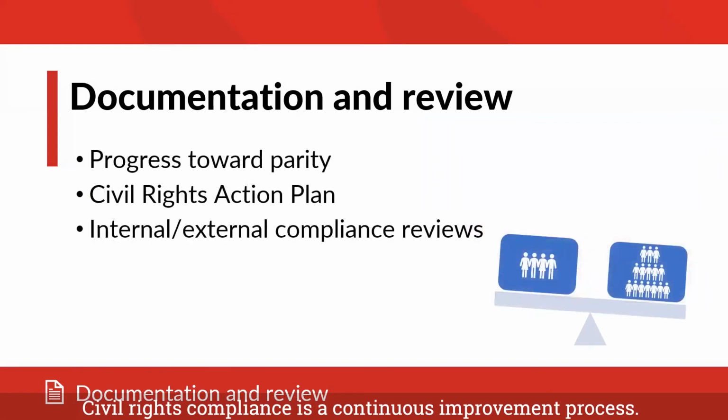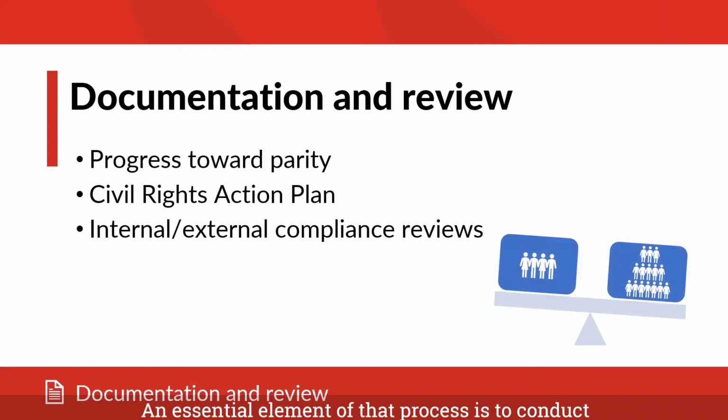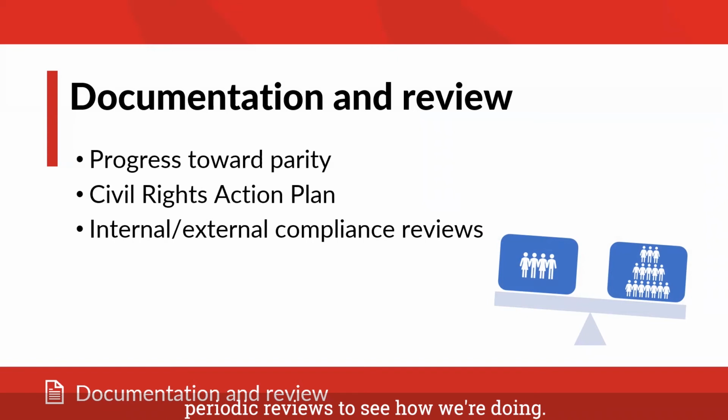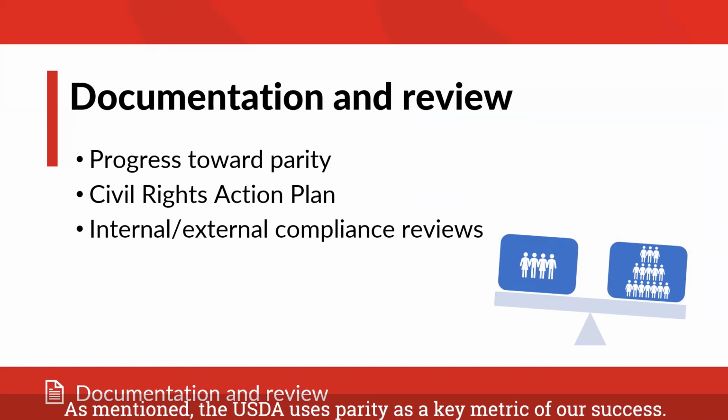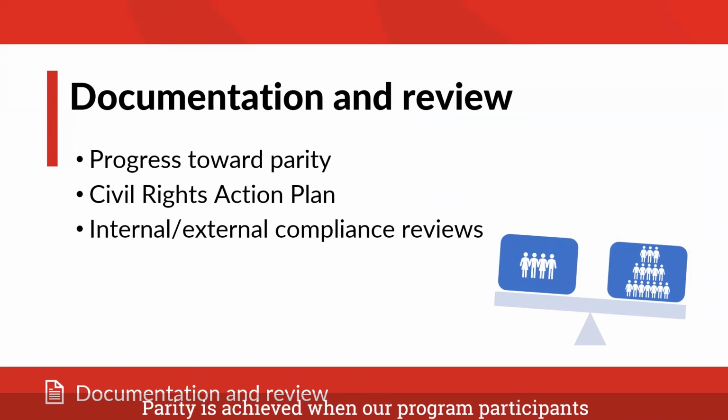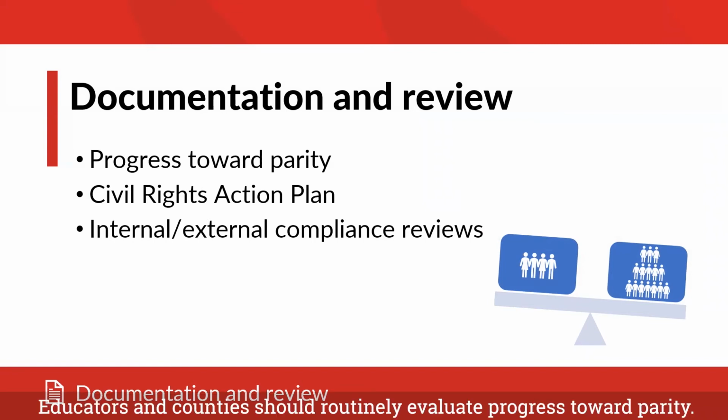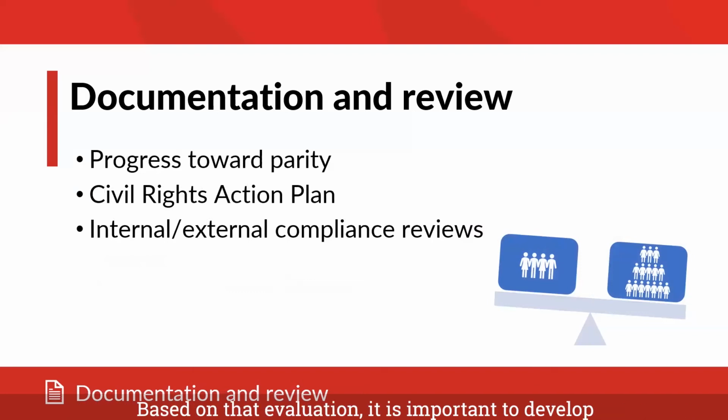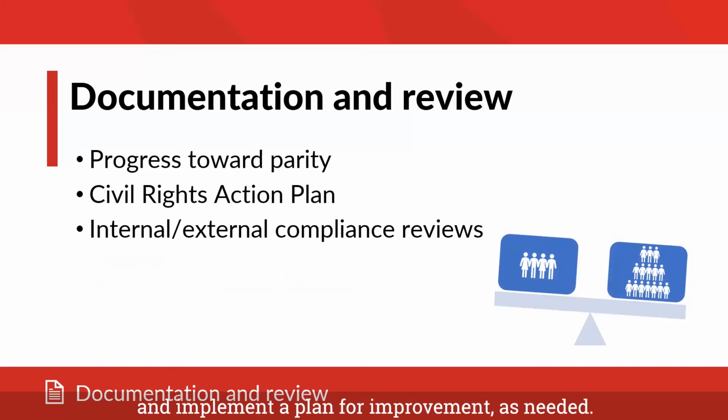Civil rights compliance is a continuous improvement process. An essential element of that process is to conduct periodic reviews to see how we're doing. As mentioned, the USDA uses parity as a key metric of our success. Parity is achieved when our program participants reflect the diversity of our target communities. Educators and counties should routinely evaluate progress towards parity. Based on that evaluation, it is important to develop and implement a plan for improvement as needed.